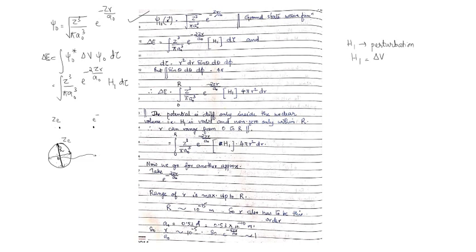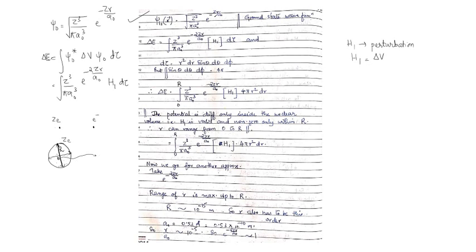Consider this e raised to minus 2zr by a naught. The range of small r is taken such that it can go from 0 to capital R, isn't it? So the maximum range of small r is up to capital R. Now, what is the typical dimension of a nucleus? R is approximately of the order of 10 raised to minus 15 meter. So small r also has to be in this order.